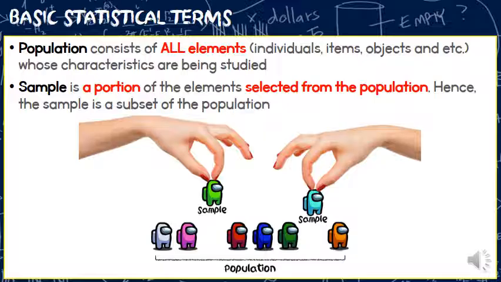So, these are a few basic statistical terms in statistics. We have population and sample. So, population consists of all elements whose characteristics are being studied, and sample pula is only a portion of the elements selected from the population. Hence, sample is a subset of the population. So, for example, I wanted to study CGPA students in KAG.